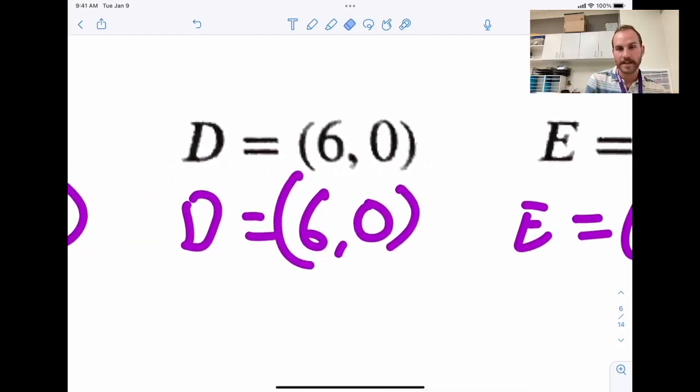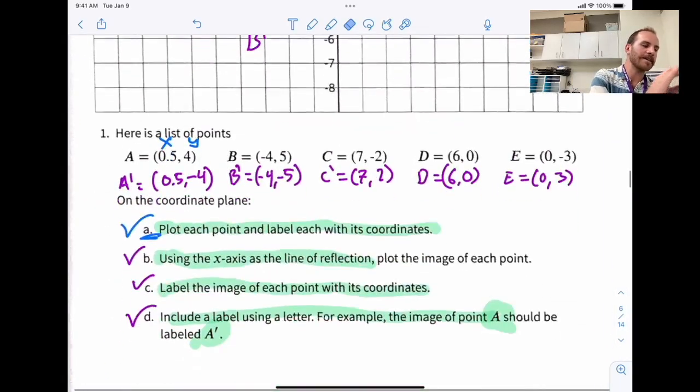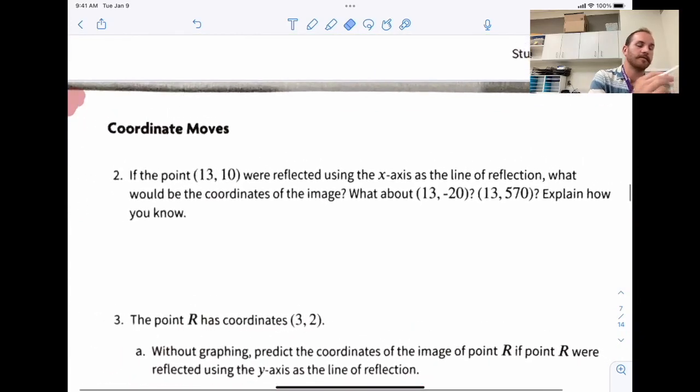Unless it has no sign, like D does, 6, 0, that point is on the line of reflection, so it stays the same. E, same thing, right? The x-coordinate doesn't change because we're reflecting across the x-axis. The y-coordinate becomes positive because it was negative. Okay, so knowing that, this question becomes a lot easier, right?